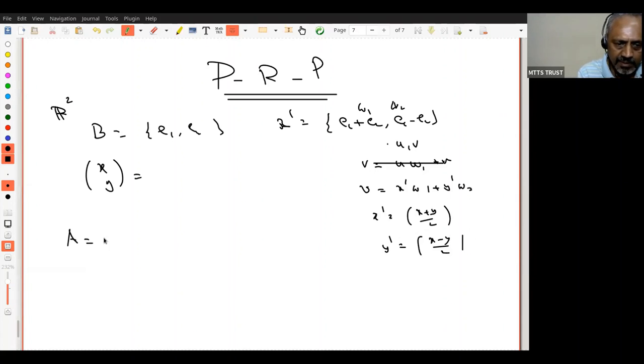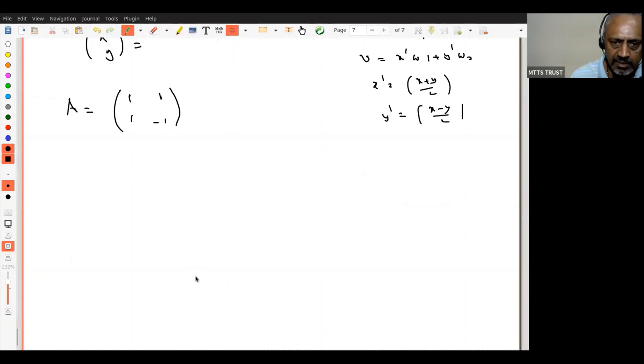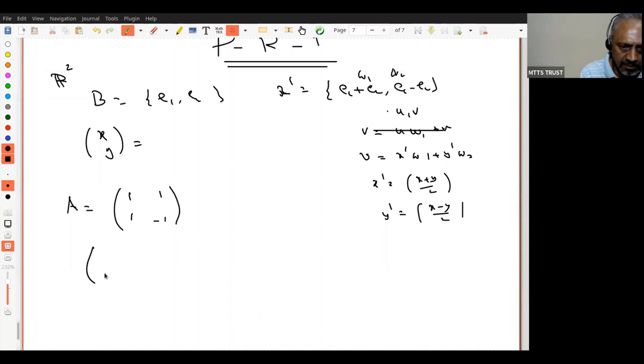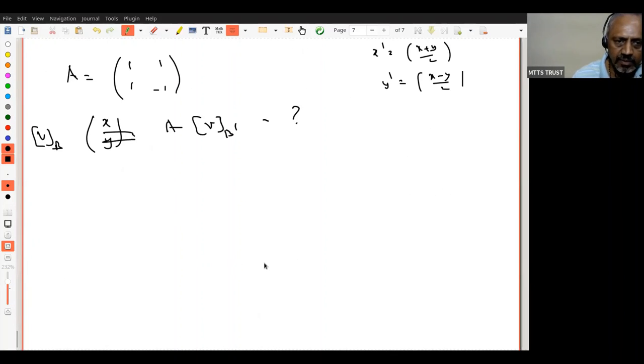Now what is the matrix A? Matrix A says take the first vector, write it as a linear combination of this basis, and those coefficients form the first column. w1 is e1 plus e2, that is (1, 1), therefore it will be 1, 1. And take w2, write it as a linear combination of e1 and e2, that is going to be 1, minus 1. Do you understand this? So what do I have to check? It said that the coordinates in B, that is v_B, can be obtained as A times v_B dash. We want to check this. Yes, let us check it.